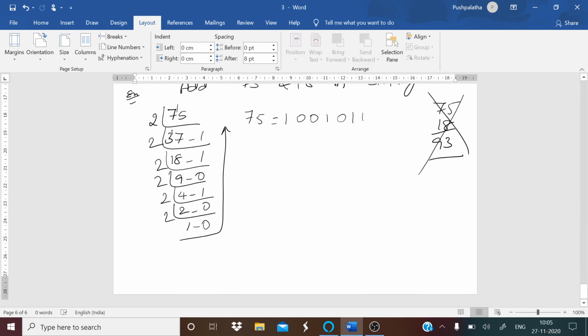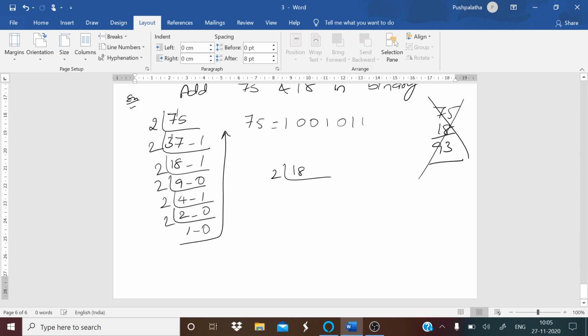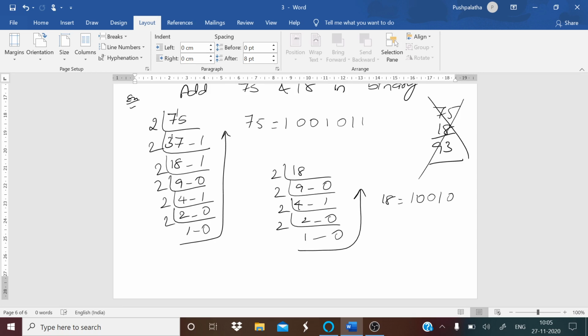Okay, in the same way go for your 18 also. 2 9s are 18, no carry. 2 4s are 8, 1 carry. 2 2s are 4, no carry. 2 1s are 2, no carry. So 18 is represented as 1 0 0 1 0 in your binary format. Now you are going to add this.